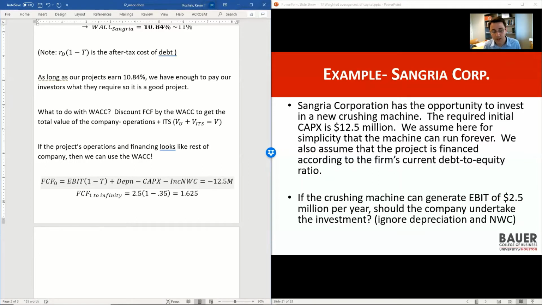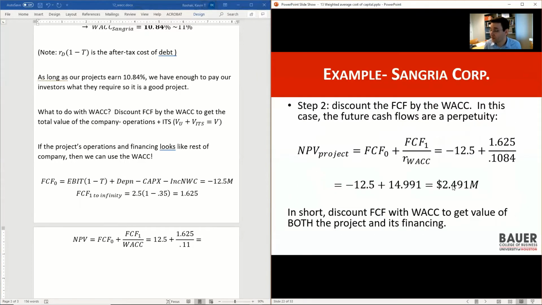The NPV for this project is going to be that free cash flow at time 0, and then we have a perpetuity. So we're going to discount that by the WACC. This is just our perpetuity formula, cash flow divided by the discount rate to get the present value of all those future cash flows. We have a minus 12.5 today. Then we have 1.625 in perpetuity, discount that by about 11%. Put all that together, what's the investment worth? It's going to be worth about 2.491 million.